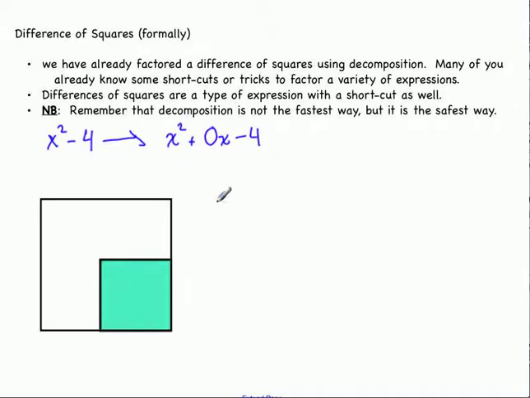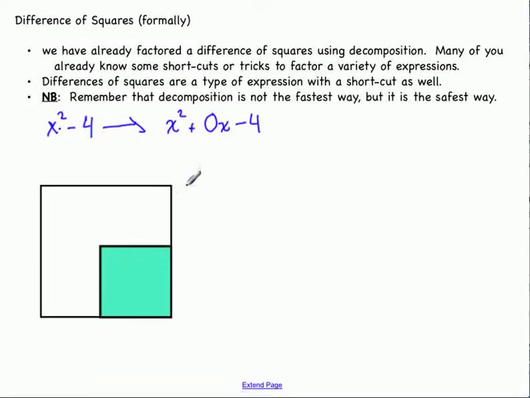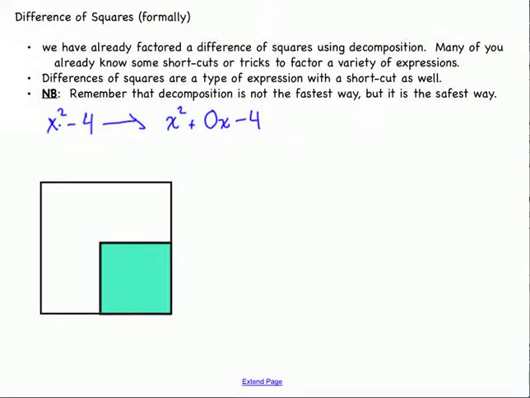many of you already know that there are a lot of different tricks to be able to factor quickly, but decomposition is more foolproof and a little bit safer because there are checks along the way that tell you whether or not you're still doing it correctly. Difference of squares also has shortcuts, but let's look at a different way to look at difference of squares. So difference of squares basically looks at subtraction.